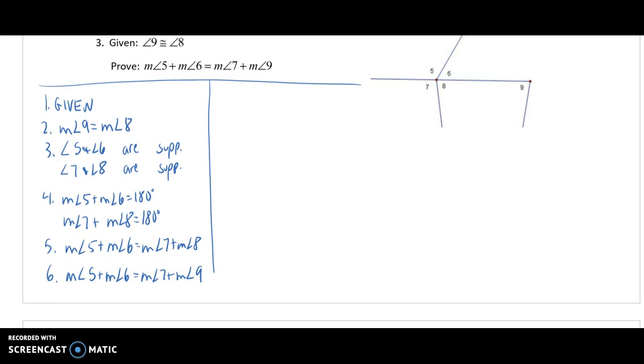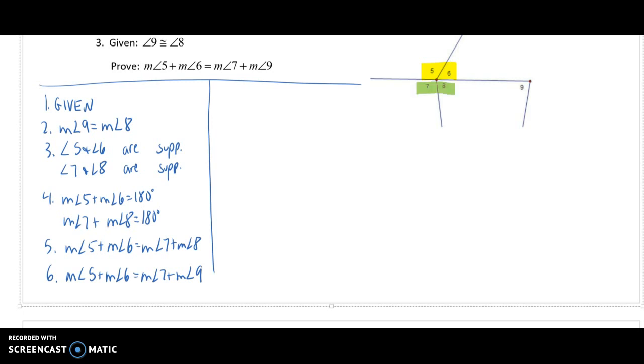The statement has something about 5 and 6 equaling 7 and 9. And so to consider that part of the proof statement, I notice that 5 and 6 form a linear pair. They add up to 180. I'm going to use that to my advantage. In step number 3, this is going to be the linear pair postulate to say 5 and 6 are supplements. You can see that on here.